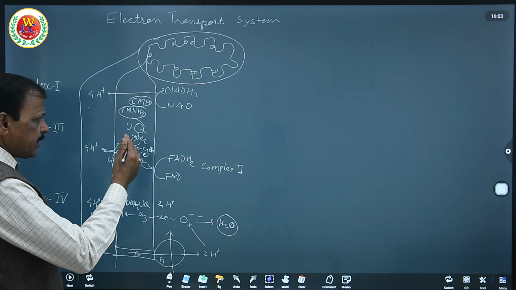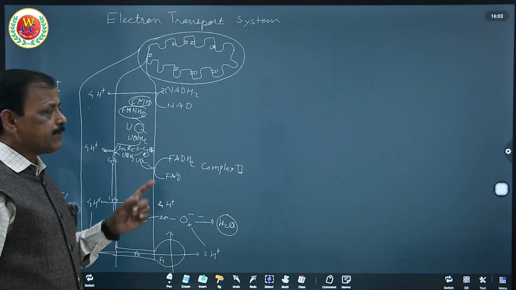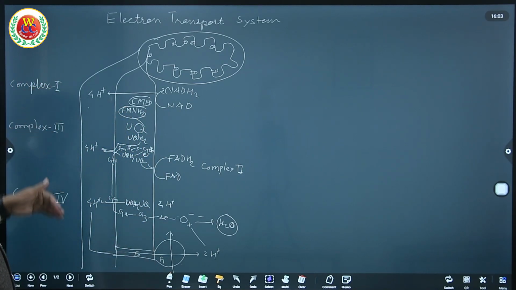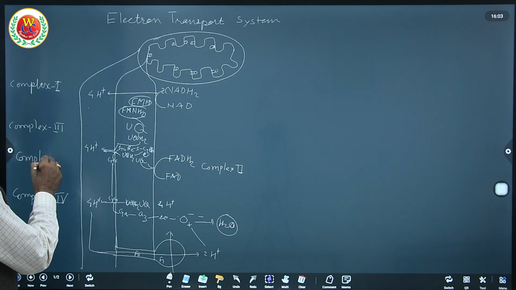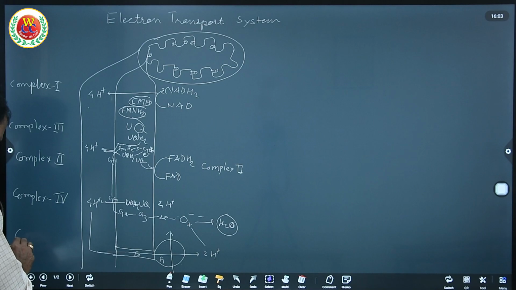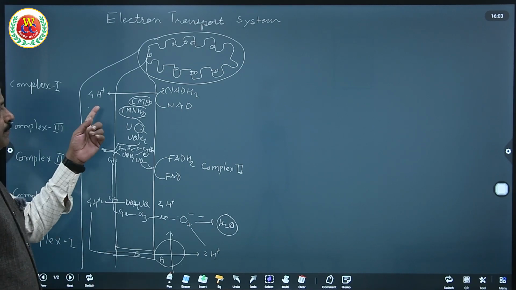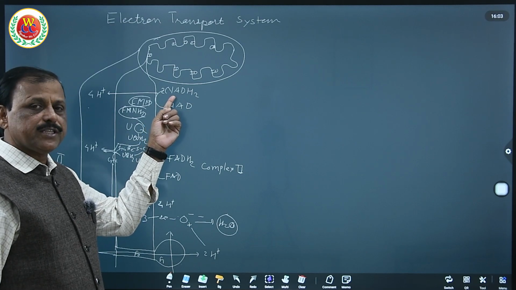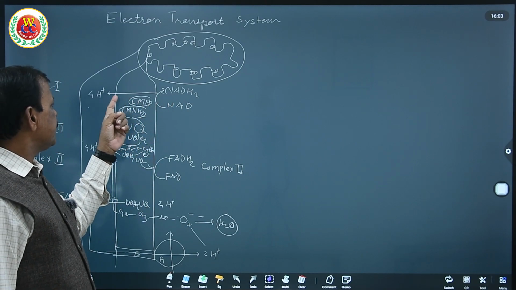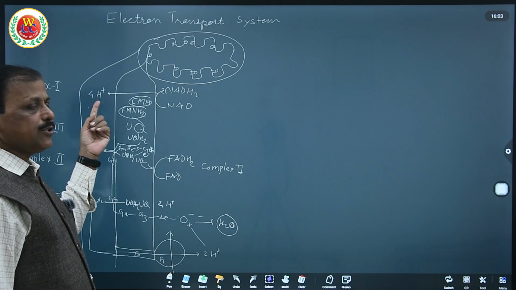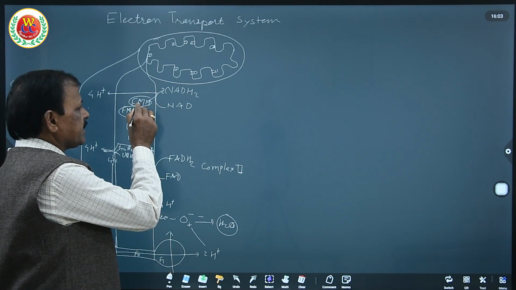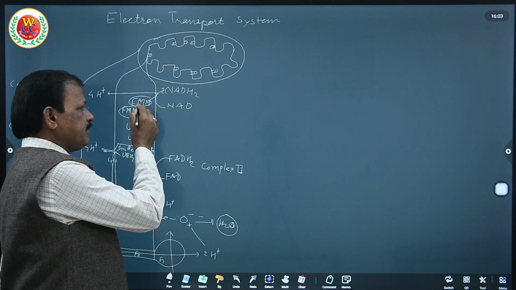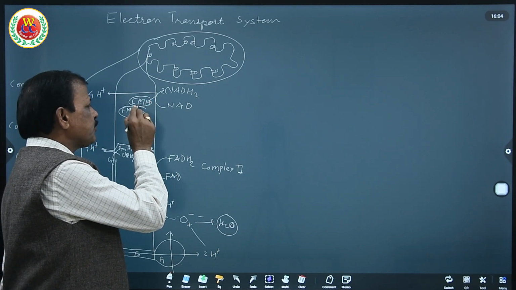Now, as part of a revision of what I explained to you, there are a total of 5 complexes. So the role of the 5 complexes must be understood in sequence. See, complex 1 is the process of oxidation of NADH2 to NAD, leaving 4 hydrogen directly into the intermembrane space, as well as the electron released, accepted by flavin mononucleotide with proton.